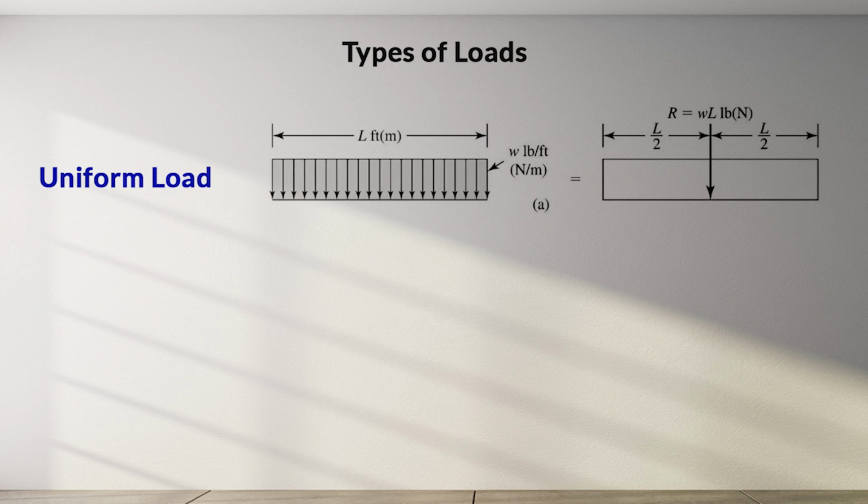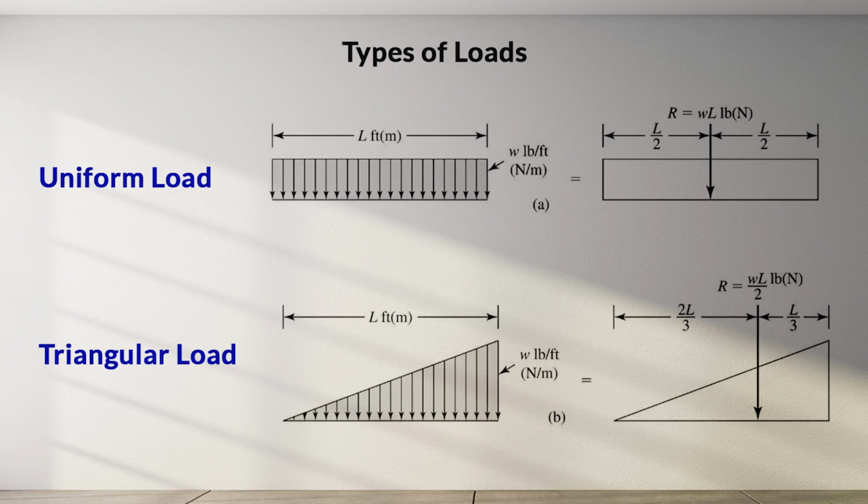The resultant of a uniformly distributed load is equal in magnitude to the area of that rectangle, which is R equals W times L. It acts at the geometric center in the middle of the rectangle and at a distance L over 2 from either end.